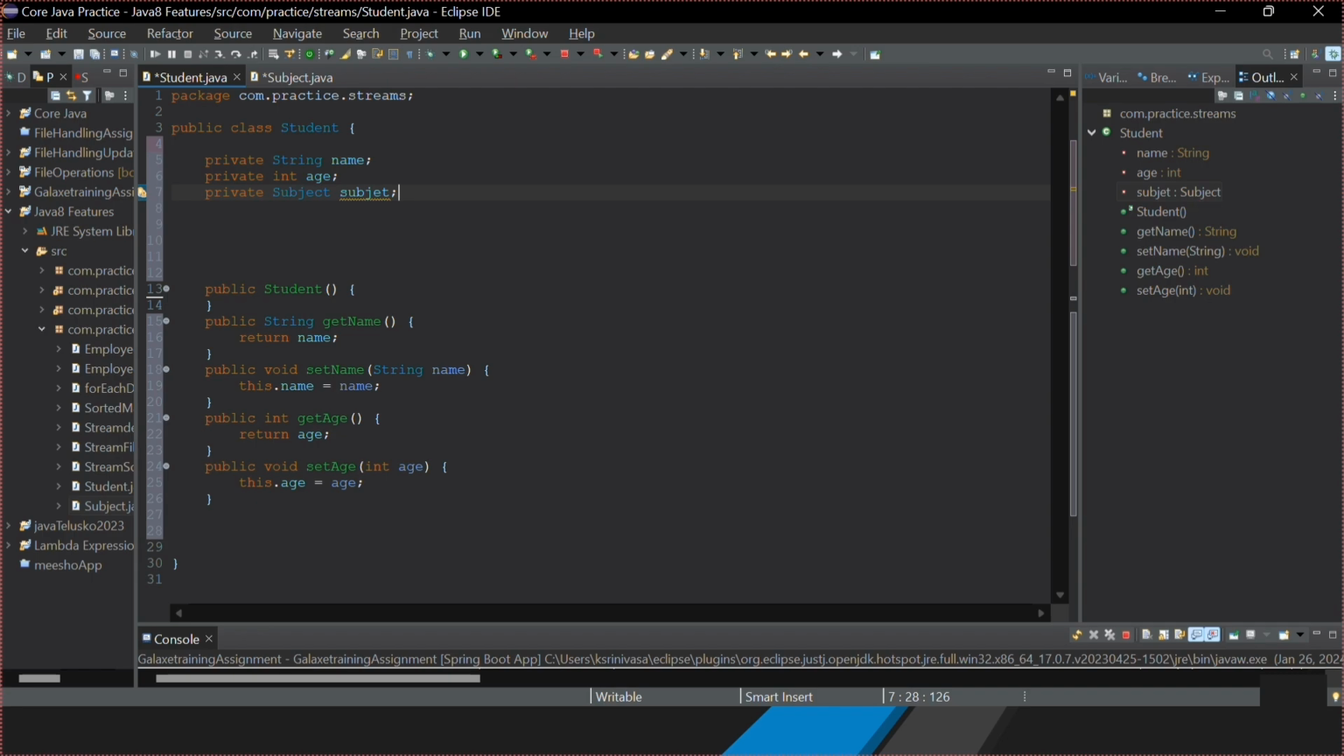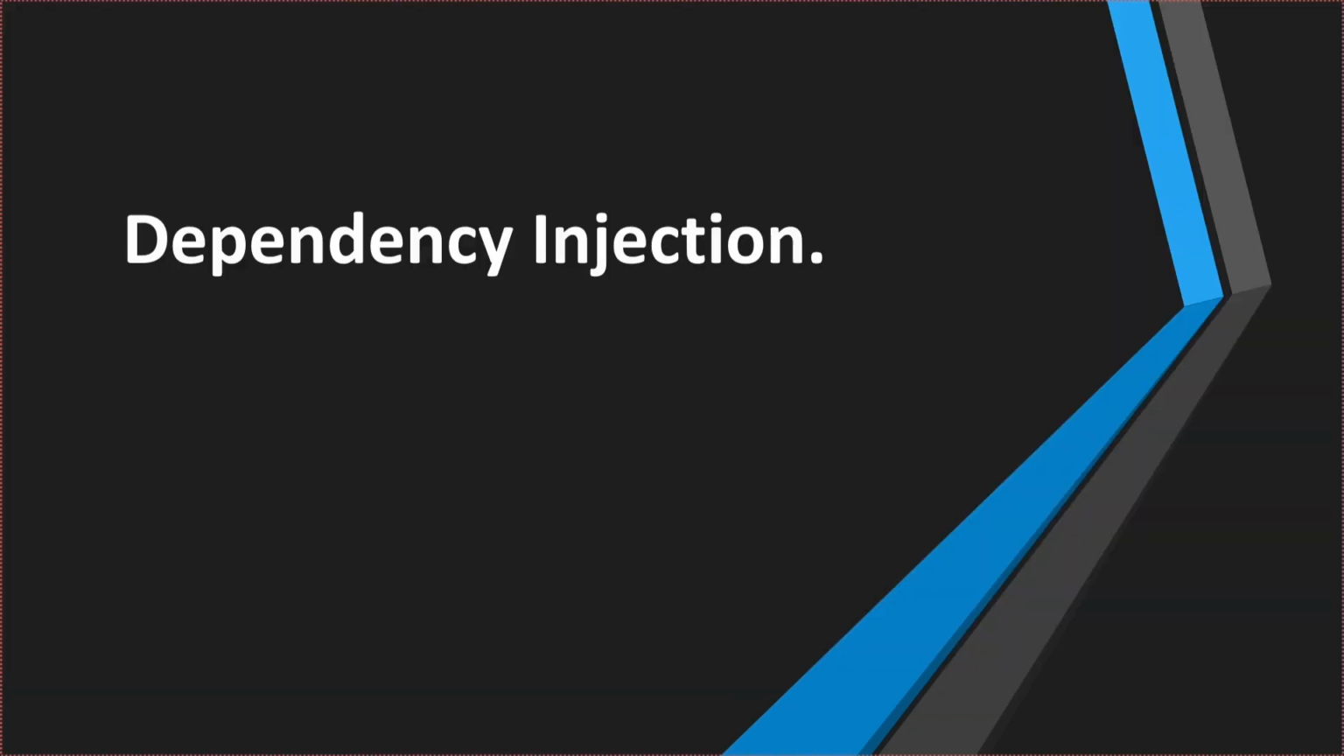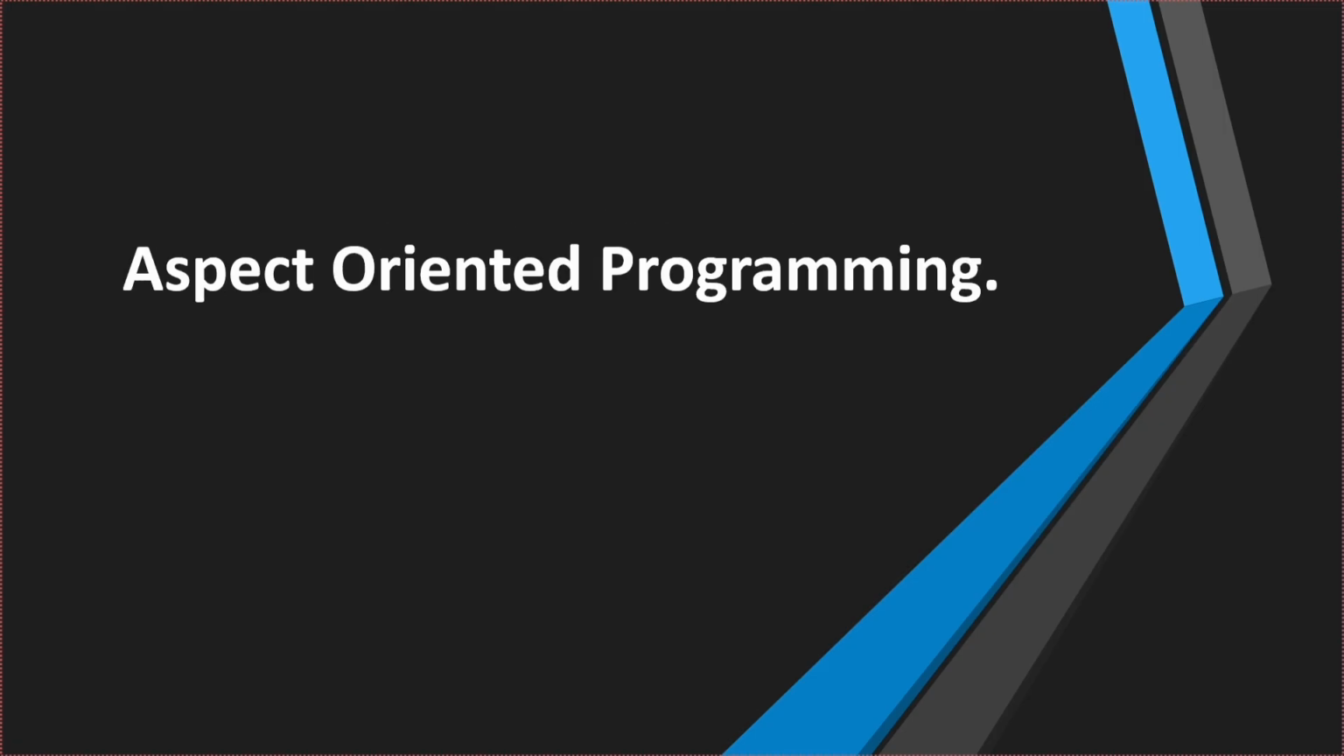You have many types of dependency injection, which are constructor based, XML based, annotation based, and Java configuration based. We will be looking into annotation based in our coming lectures. Now, coming to other features of Spring Boot, that is aspect oriented programming.